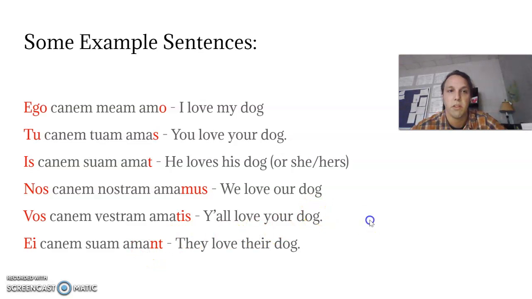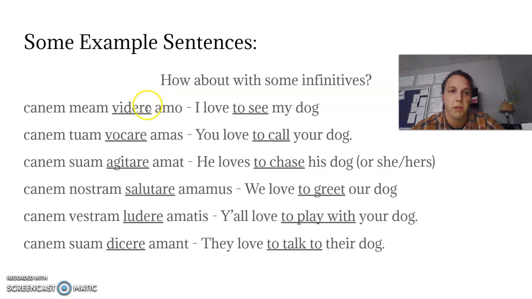Now, let's look at some infinitives. When we were talking about those infinitives, the ones that end with re, that just means to blank. You'll also notice here that I have gotten rid of all the subjects, but we can still look over here at amo, and if we know that o means I am the subject, if the verb ends with o, that means I am the one doing it, then canem meam videre amo means I love videre, to see, my dog. Canem tuam vocare amas, you love vocare, to call your dog.